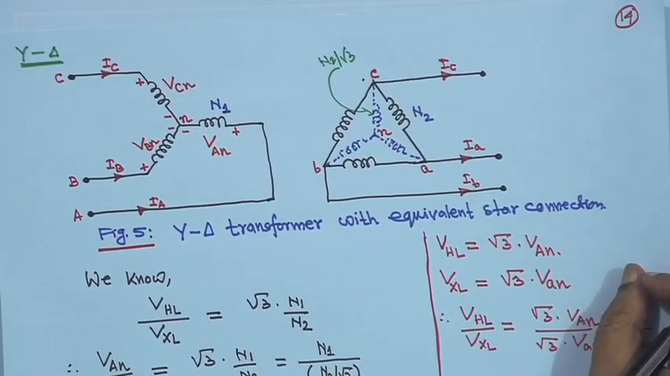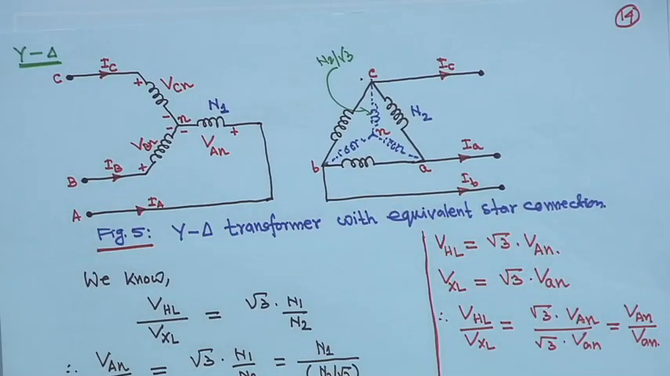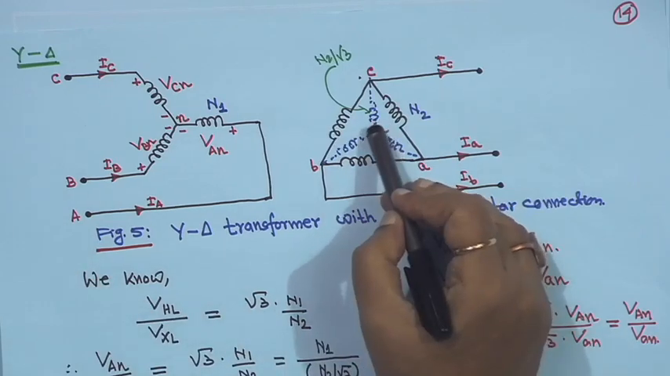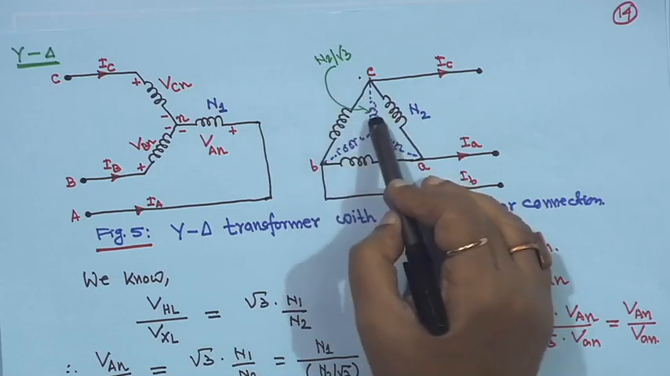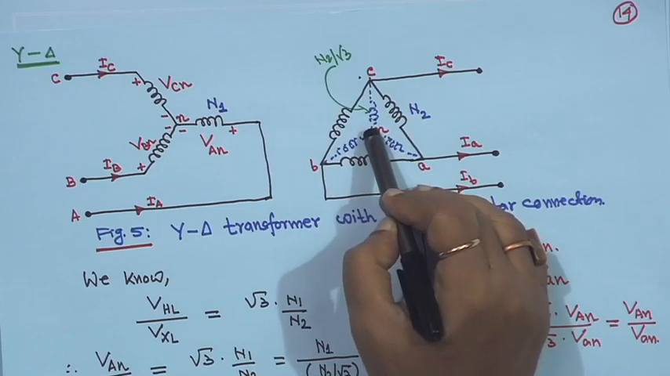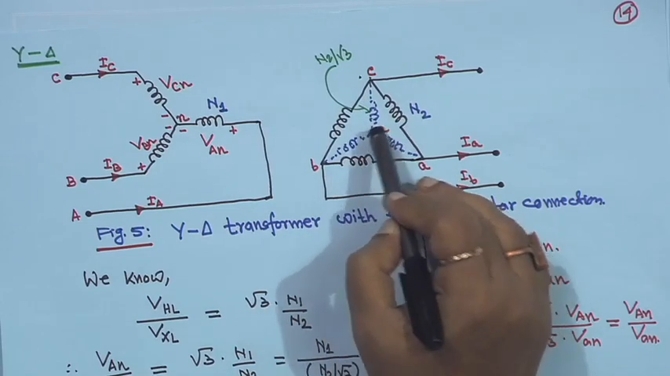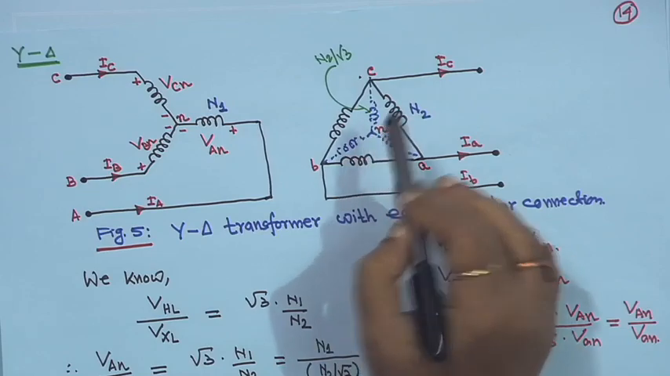Similarly, for delta star the meaning is also the same, not doing it for you, but the meaning is the same, as if in this equivalent star each phase the number of turns has become N2 upon root 3. In reality it is not there, but from a mathematical point of view it is like that, the meaning is like this, right.